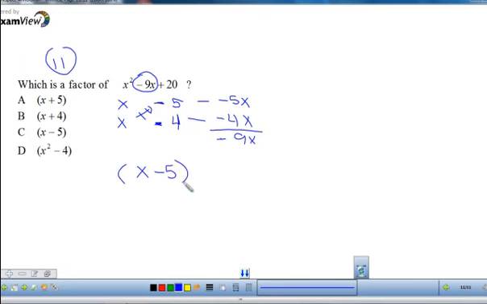So x minus 5, x minus 4. So I need to know which one of these is the answer. It's not x plus 5, it's not x plus 4, so it would be x minus 5.